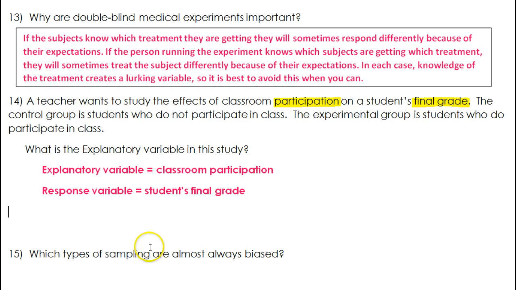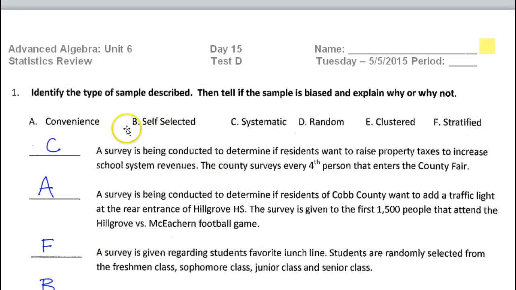Okay, number 15. Which types of sampling are almost always biased? Alright, it seems like we keep on coming back to the types of sampling. The two that are the most often biased are convenience sampling and self-selected. Convenience gives you a lot of bias because if you just pick a group in front of you, they're likely to have a lot in common that is going to make it different than the general population.